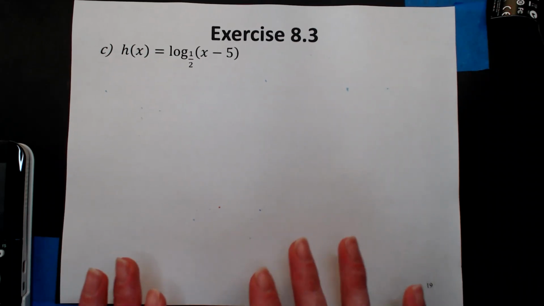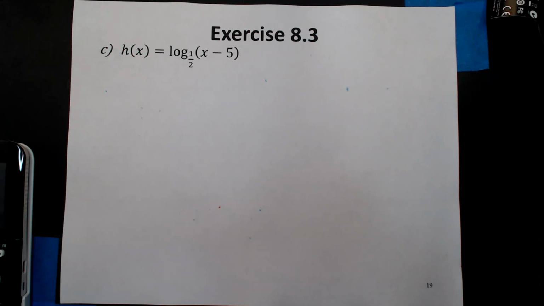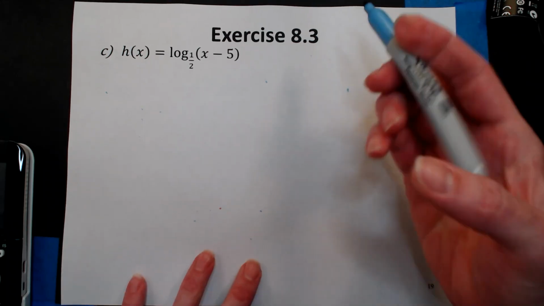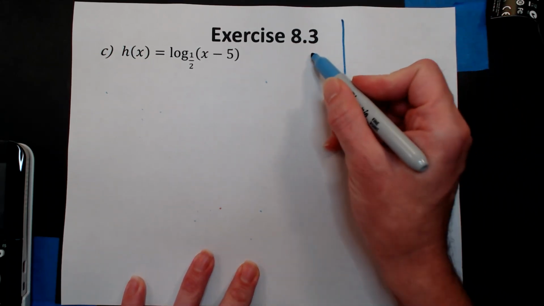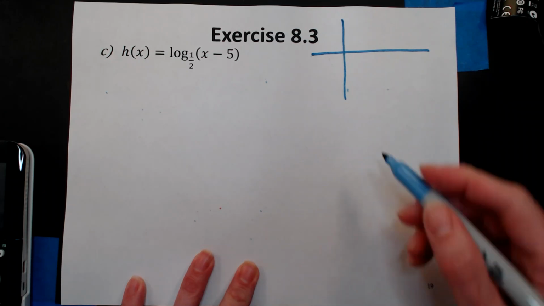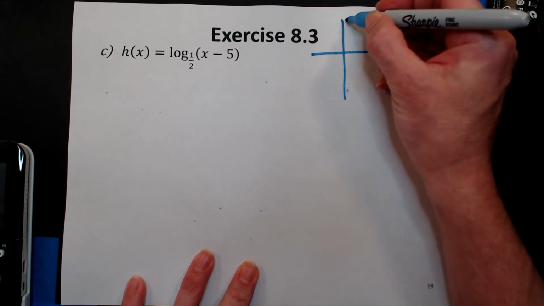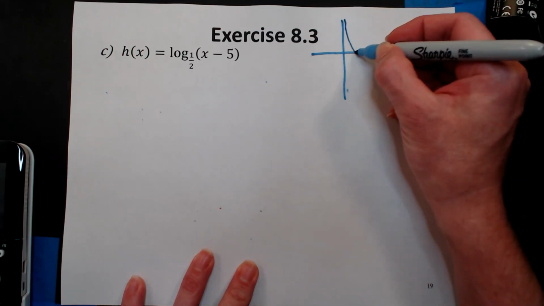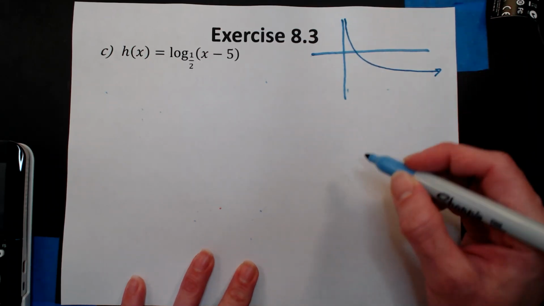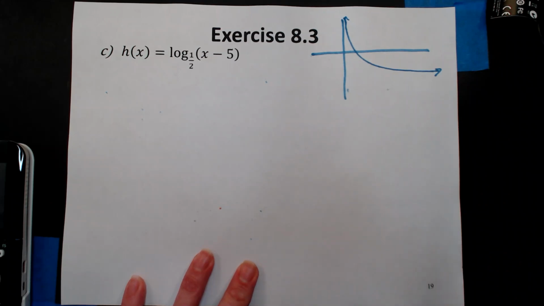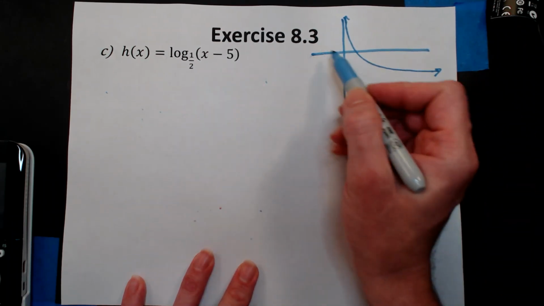Alright, so here we have a fractional base, so that's a little bit more interesting. So we're going to have the basic graph. It's going to look something like this. Instead of increasing very slowly, it's going to decrease very slowly. Well, it's going to decrease rapidly here, and then it's going to be slow. So this will be your exponential, sorry, your logarithmic right here.